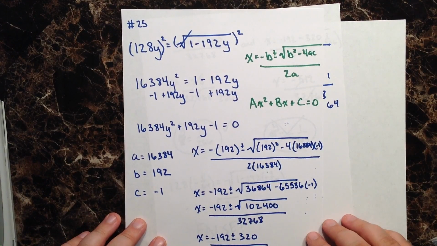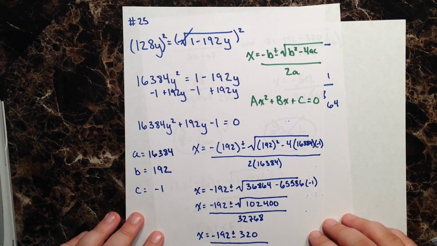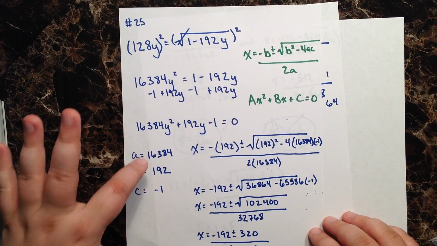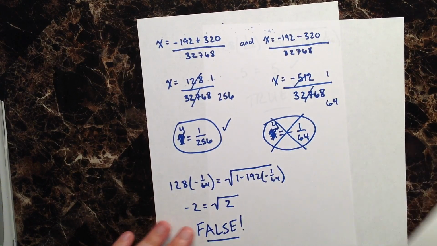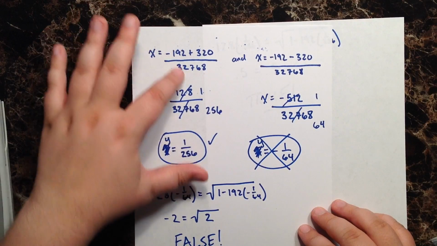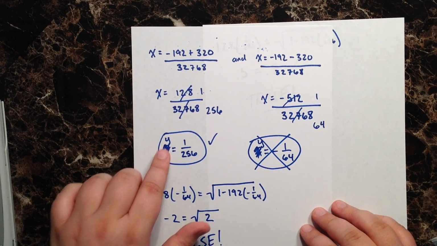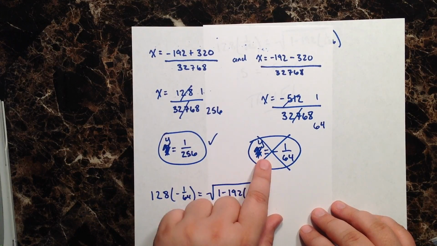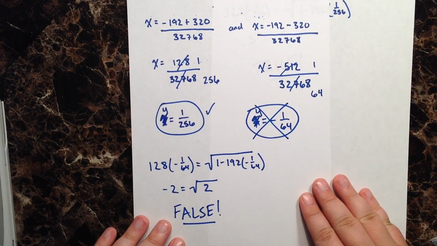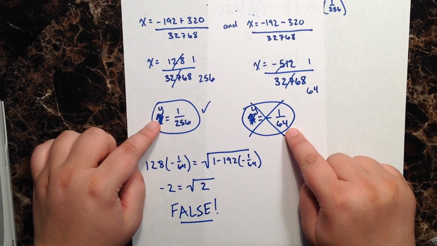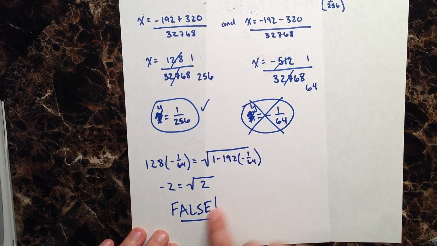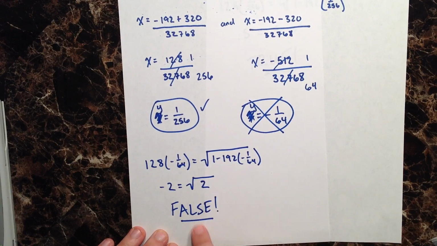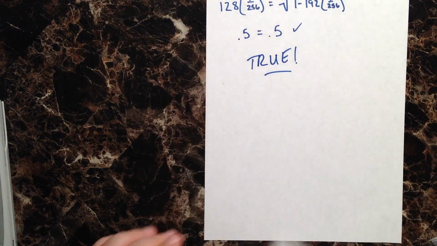But because this couldn't be factored using scissors, we used the quadratic formula. And so we assigned our A, our B, our C. And all we did was we plugged it in, did a little plug and chug. And finally, when we reduced as far as we could, we got y equals 1 over 256 and y equals negative 1 over 64. And we wanted to test each of these solutions to find out whether or not they would satisfy our equation. And when we plugged in negative 1 over 64, we got negative 2 equals radical 2, which is a false statement. And so we dropped y equals negative 1 over 64 as a possible solution.